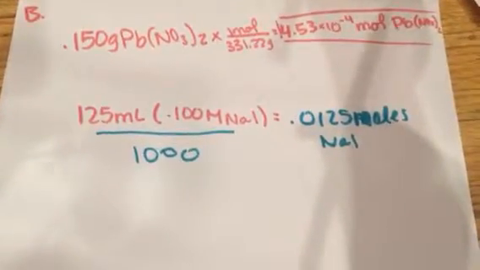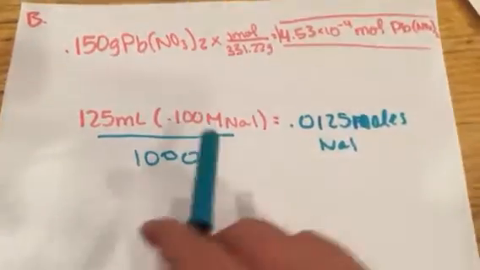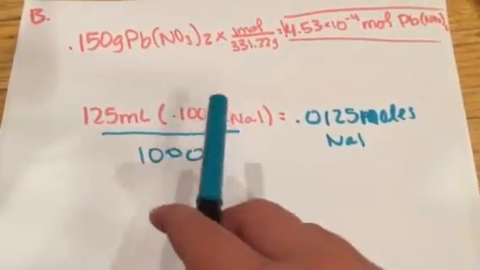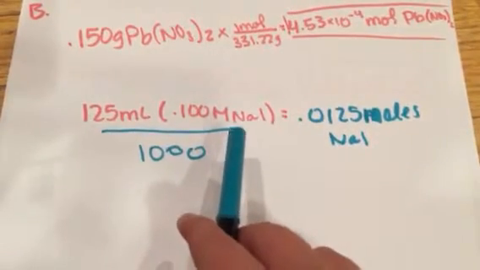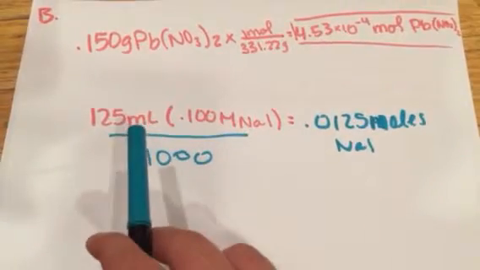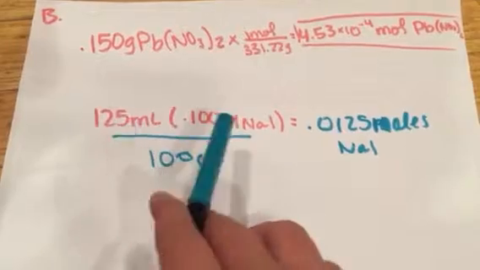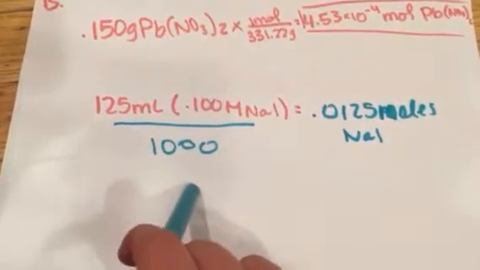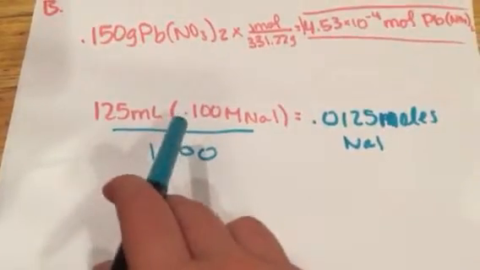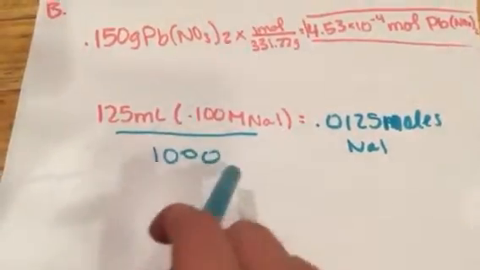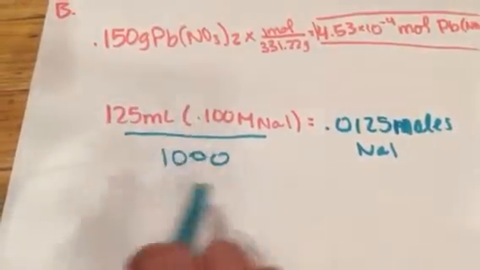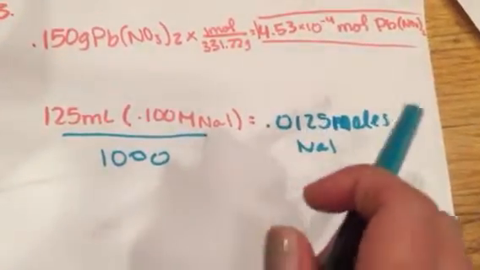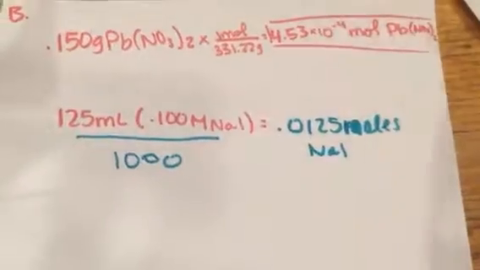Now we're going to convert NaI into moles. So what we're going to do is multiply the molarity that it gives us by the milliliters that it gives us. We're going to divide by 1,000 so that when we multiply these two together, we don't end up with millimoles, but we end up with moles instead. So we multiply these together, divide by 1,000, that gives us 0.0125 moles of NaI.